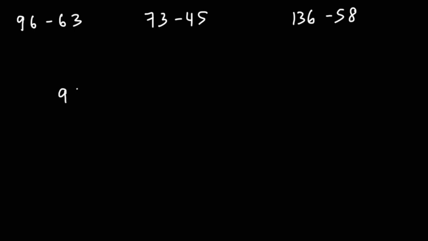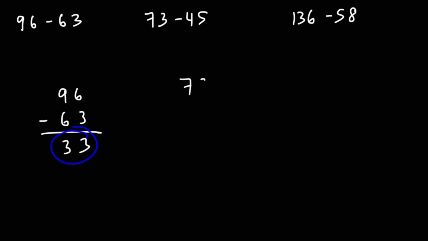So let's start with the first one. 96 minus 63. So what you're going to do is focus on each column and subtract the large number by the small number. 6 minus 3 is 3. Subtract the top number by the number on the bottom, because sometimes the top number is not always the large number. 9 minus 6 is 3. So the answer is 33 for the first example.